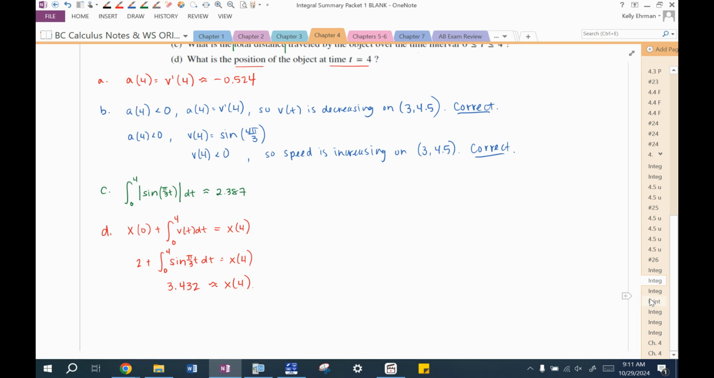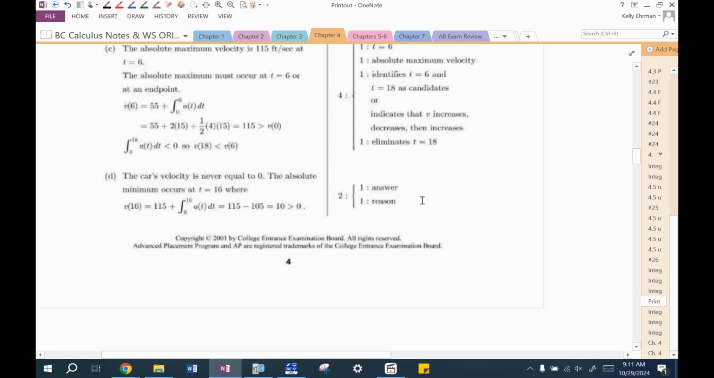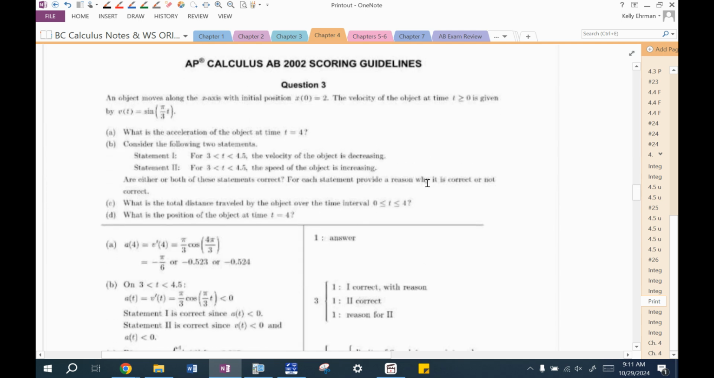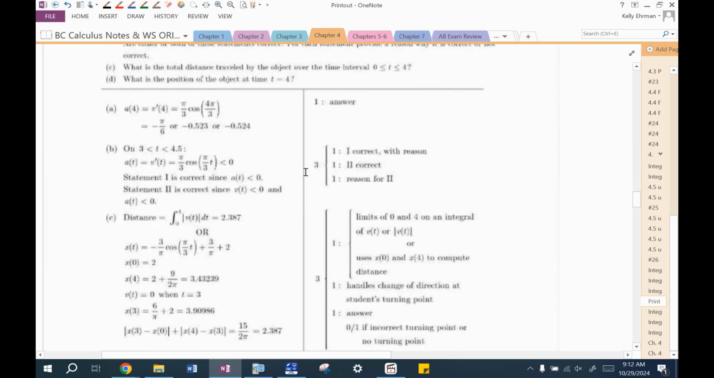Again, I don't think I have the scoring guidelines for this one. Let me double check. Oh, yeah, I do. Okay, so let's check and see here. So see how they did find the derivative, but you only get a point for the answer. So whether you found the derivative and got the exact value or the rounded, they don't care. They're going to take either one. So do not waste the time, or don't risk a small mistake with chain rule or something on that.